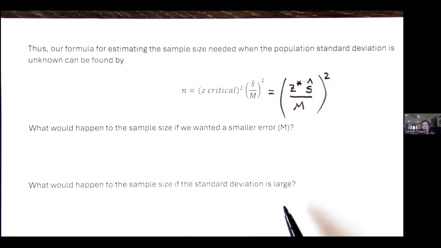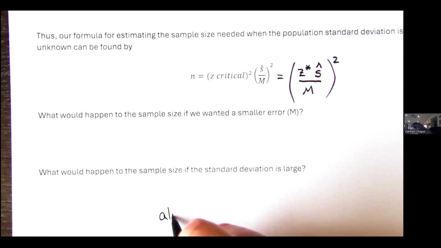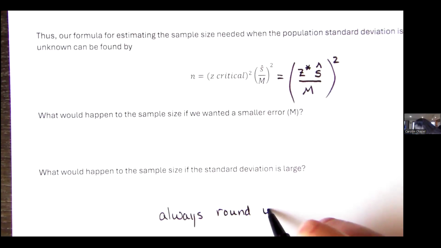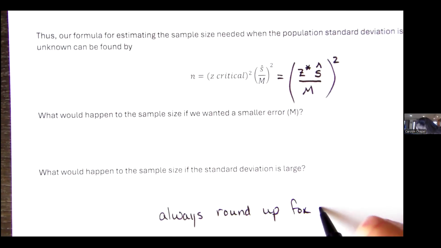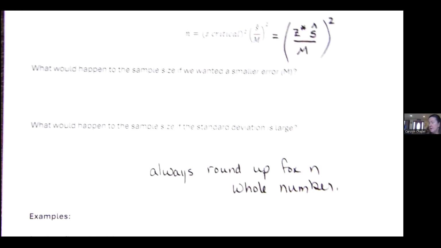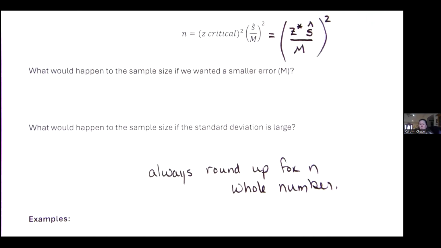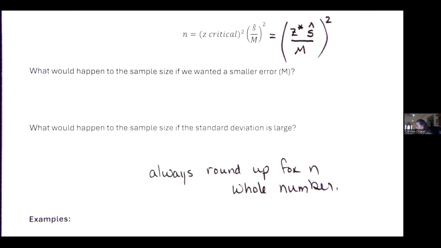I also want to remind us that we always round up for N, because it has to be a whole number. We don't ask 5.3 people, we will ask 6 people. We aren't going to measure 16.42 cans, we'll measure 17 cans. We always round up, because if we don't, we're not going to quite get the margin of error that we want, or the confidence that we want.